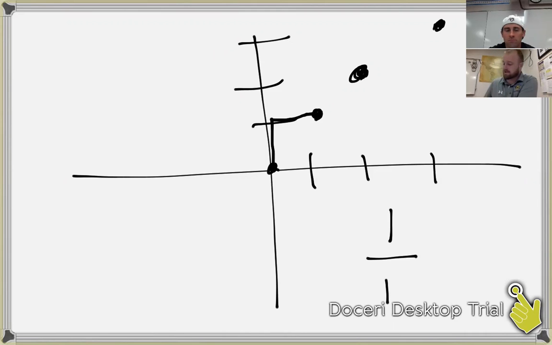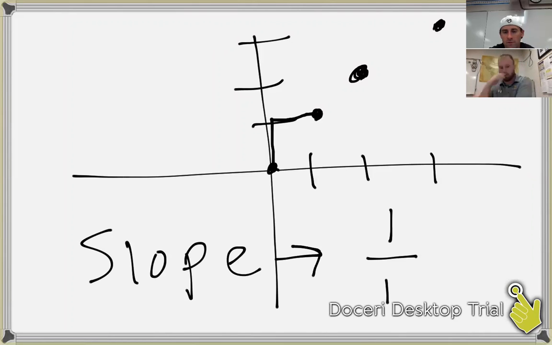This is also just 1, because 1 over 1 is 1, but that's not, you know, for the sake of this. And that is your slope. What's the slope of this? It's 1 over 1 because I did rise over run.